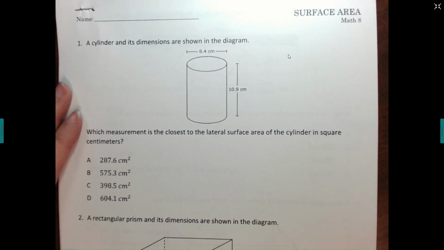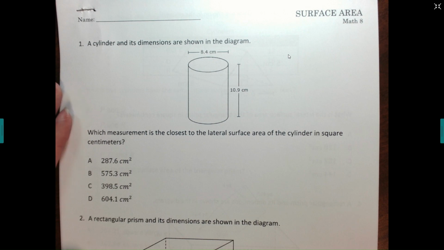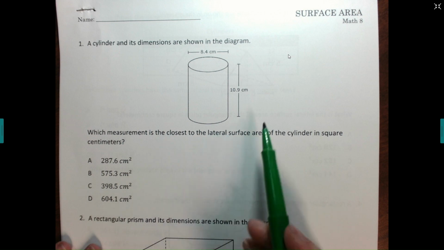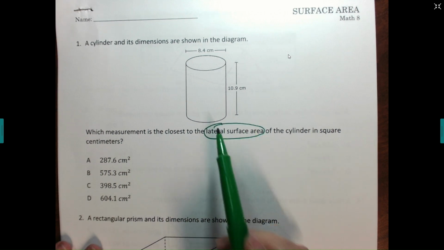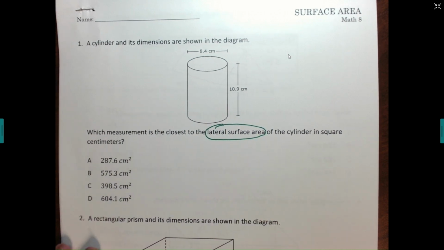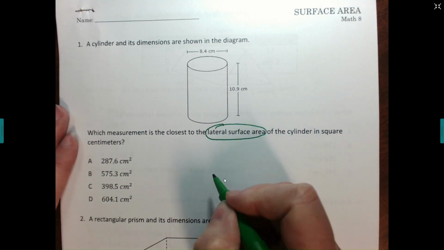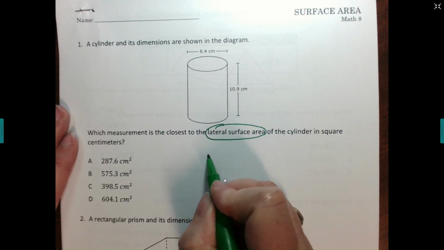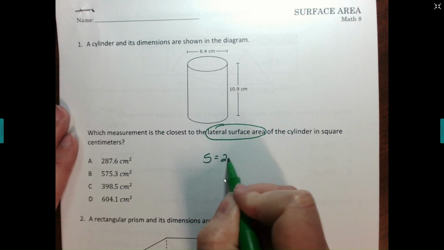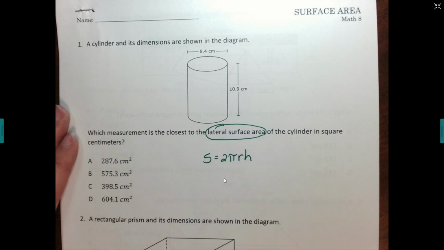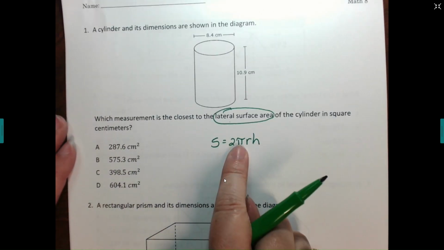All right, here we go. We've got a cylinder, and its dimensions are shown in the diagram. So which measurement is closest to the lateral surface area of the cylinder? If I look at my formula chart, it will tell me that the lateral surface area of a cylinder is 2 pi RH. So everybody write this formula on your paper if you missed this one.